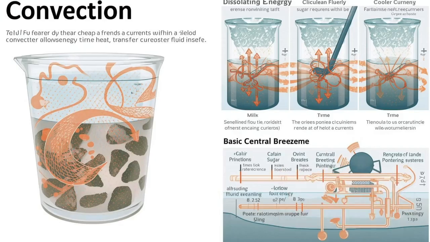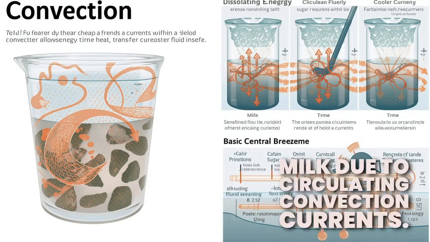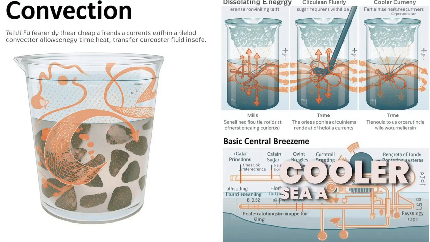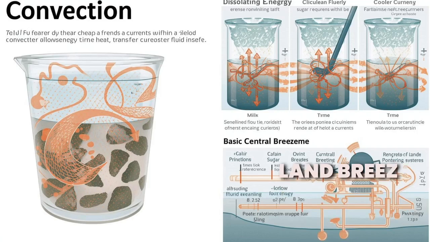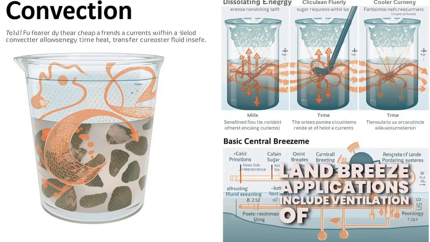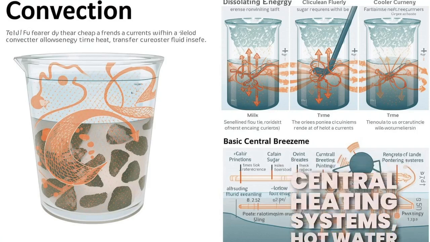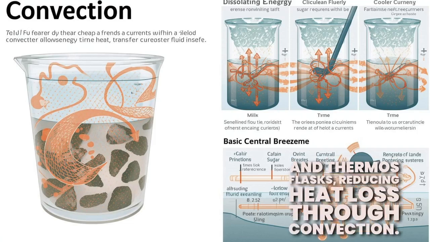2. Convection. Convection occurs in liquids and gases, where hot fluid rises and cold fluid sinks, creating currents that transfer heat energy. For instance, sugar dissolves faster in hot milk due to circulating convection currents. Sea and land breezes are also results of convection. During the day, cooler sea air moves to land, sea breeze, and at night, cooler land air moves to sea, land breeze. Applications include ventilation of houses, warm air rises and escapes through ventilators, central heating systems, hot water or oil circulates through pipes, and thermos flasks, reducing heat loss through convection.